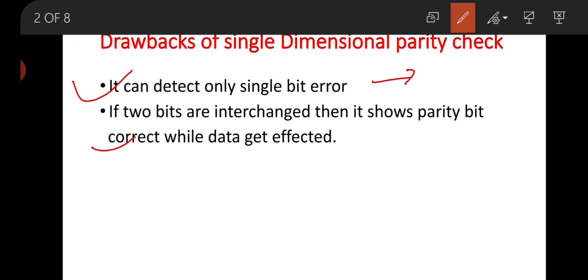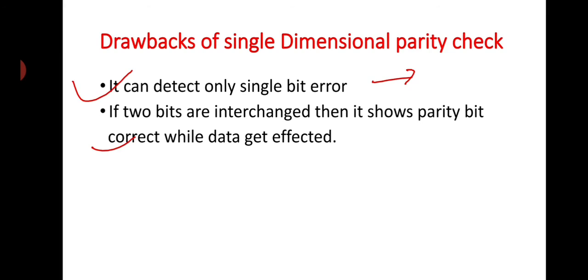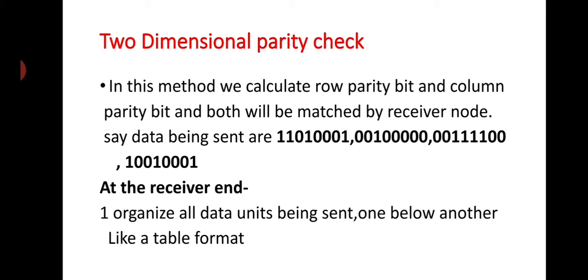the data gets affected. If there are two bit interchanges, that means 0 is converted to 1 and 1 is converted to 0, both getting affected simultaneously. If 0 becomes 1 and 1 becomes 0 together, then this will not be checked by the single bit parity check. The data is corrupted, but this error is not detected by single bit parity check. Now see how this is possible.